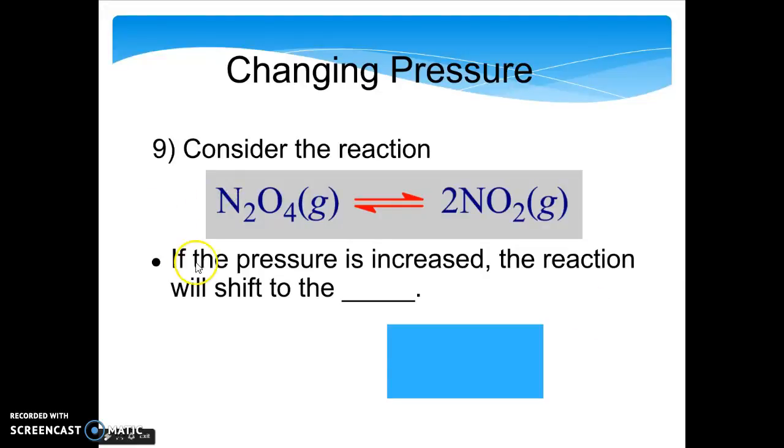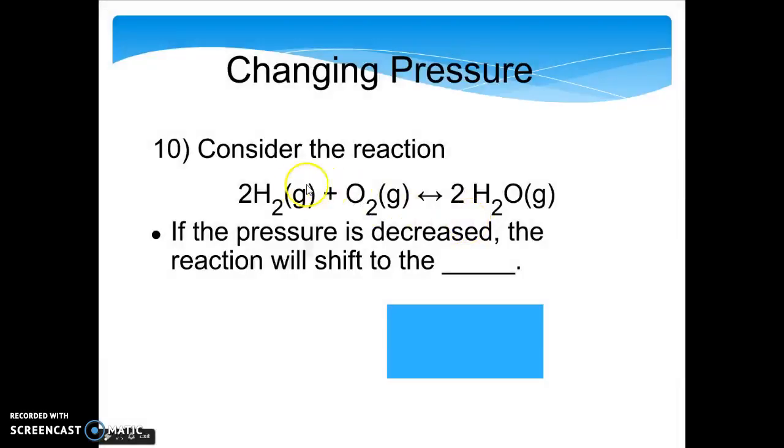Okay, so let's consider this one. On this side, I have 1 mole of gas, and on this side, I have 2 moles of gas. So if pressure is increased, as it's being done in this problem, an increase is going to shift towards the side that has the fewer number. So I have 1 versus 2. So it's going to shift towards the left, towards the 1, because 1 is less than 2.